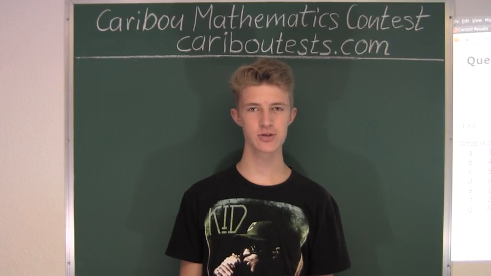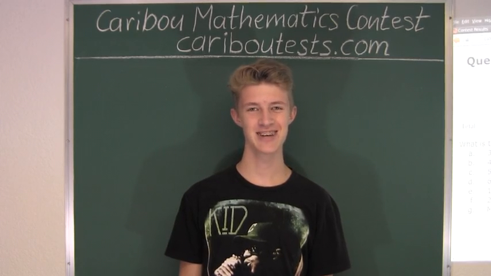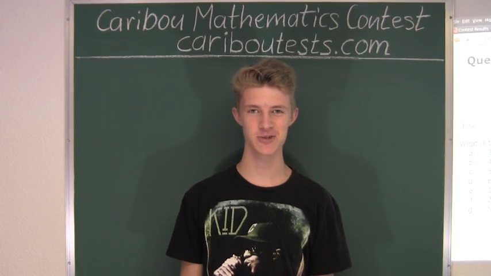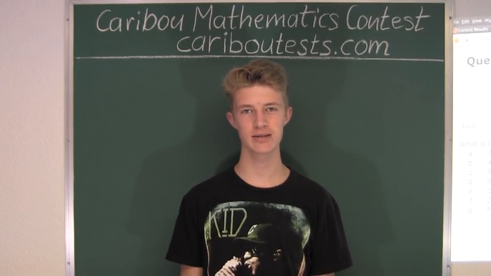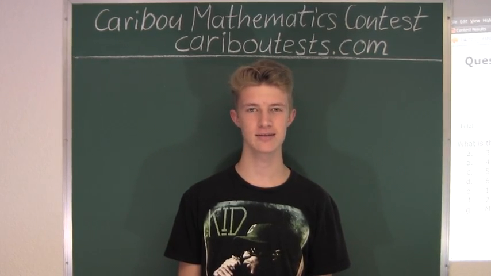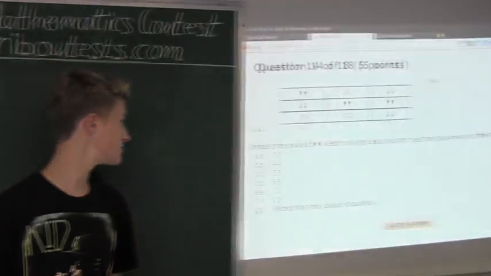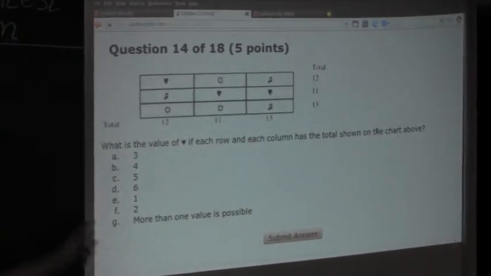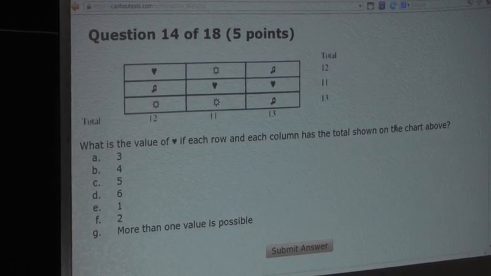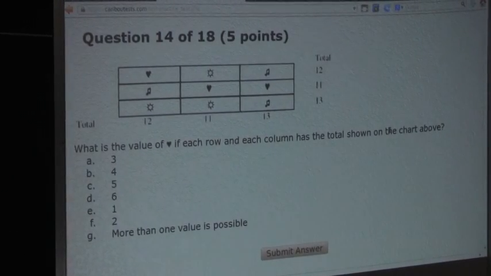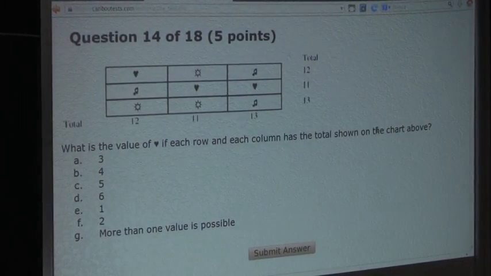I'm going to show the solution for the May 2014 Grade 5-6 Contest, question 14, which also came up in the Grade 7-8 and 9-10 contests. Now the question is, what is the value of the heart if each row and each column has the total shown on the chart above?